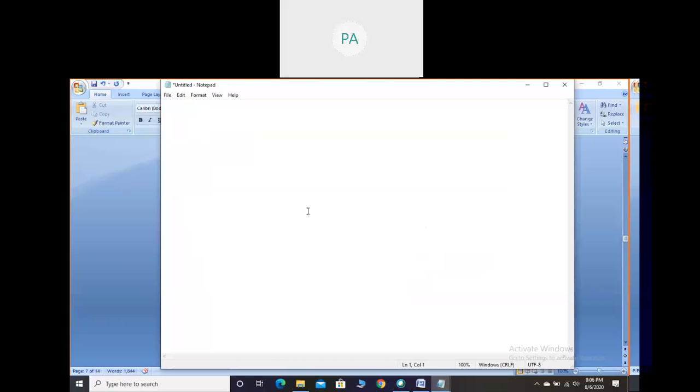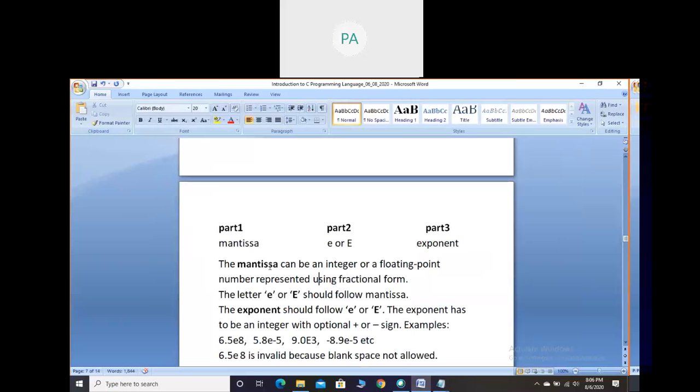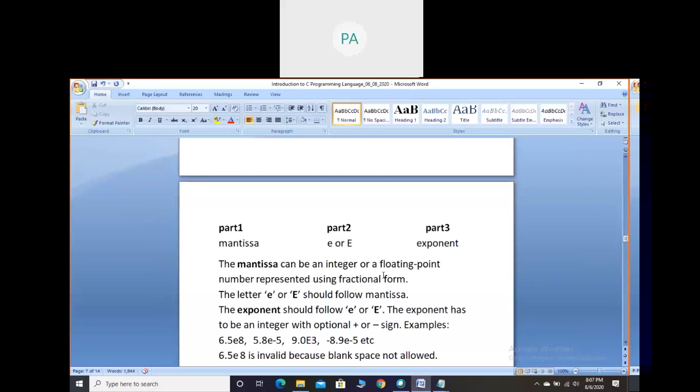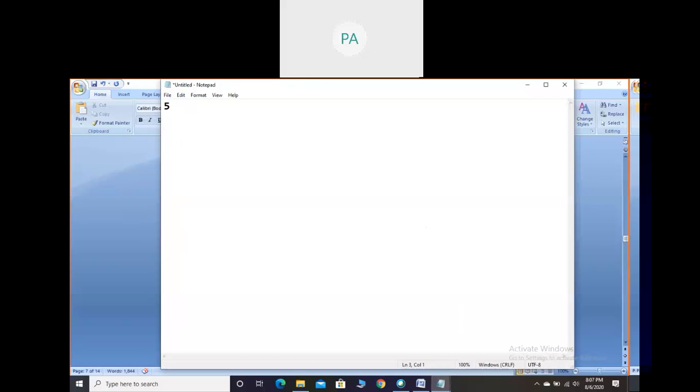So according to the definition, we will go. Okay. First part, mantissa. Mantissa can be an integer. So mantissa can be an integer means I'll write 5. Yes, this is mantissa. Next, mantissa can be an integer or a floating point number. So a floating point number means I can write 5.23. Okay, 5.23 is a floating point number, 5 is an integer.